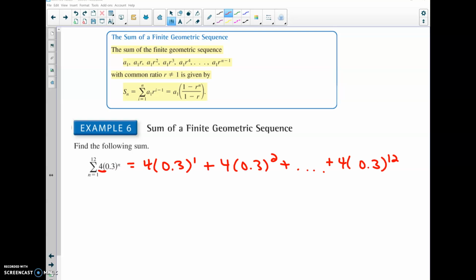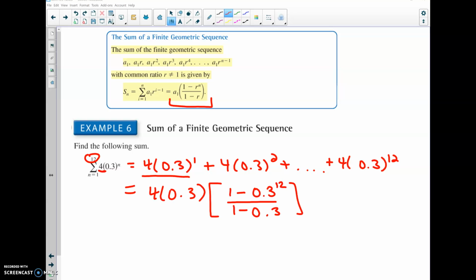Alright, this is the sum from 1 to 12, so your first term is 4 times 0.3 to the first, and we are adding all the way up to 4 times 0.3 to the 12th. So using our formula here, our A sub 1 is right here. Our r, our common ratio, is 0.3, and the n that we are dealing with is 12. Alright, plugging in our formula, that's what we would have there. Evaluating that, our sum would be approximately 1.71.